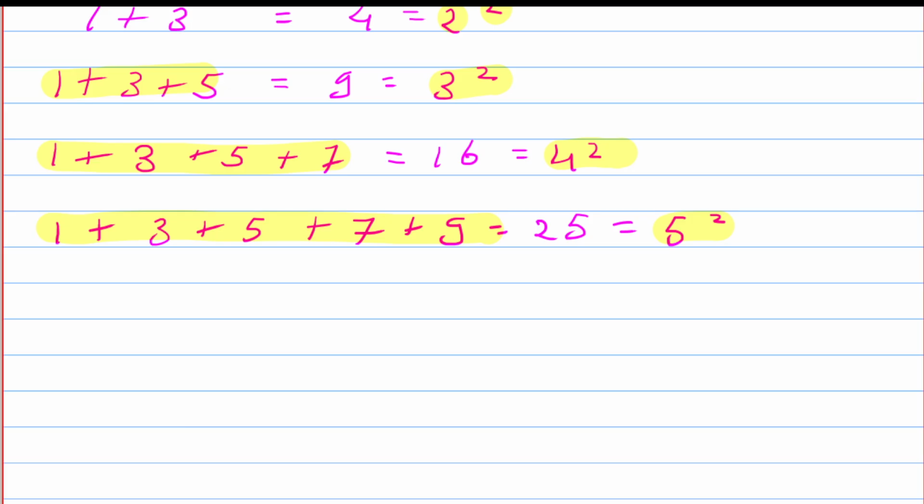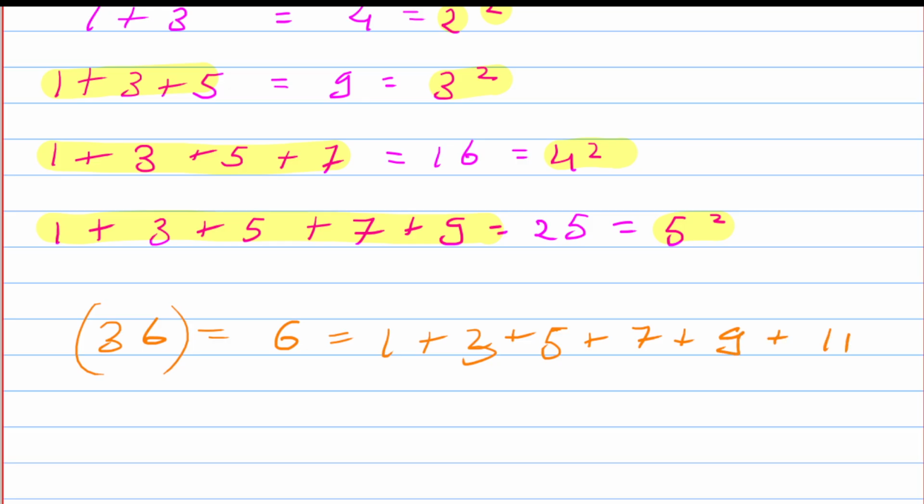Now suppose someone gives you a perfect square and asks you how many numbers this square is a sum of. For example, if someone says let's take the number 36, and asks how many odd numbers you have to add starting from 1 to get 36 as the answer, okay. So you have guessed it right. Obviously you will have to add 6 odd numbers starting from 1. That will be 1 plus 3 plus 5 plus 7 plus 9 plus 11, right? That will give you 6 square, which is 36, okay.